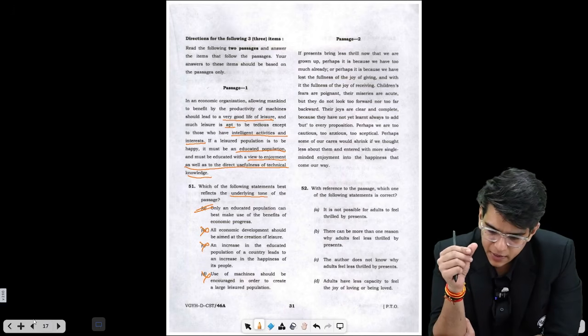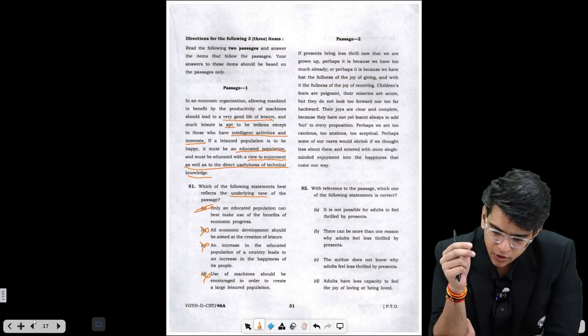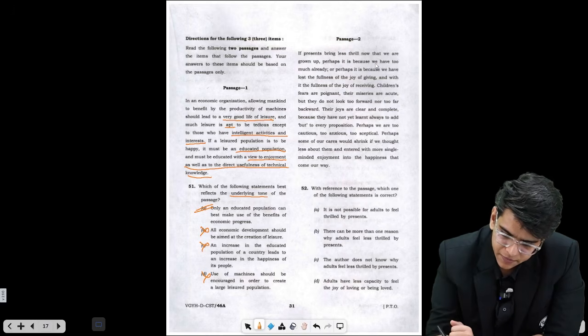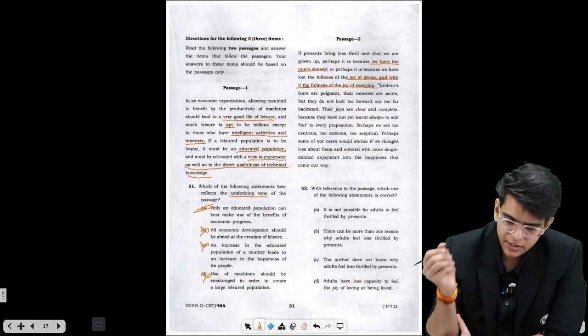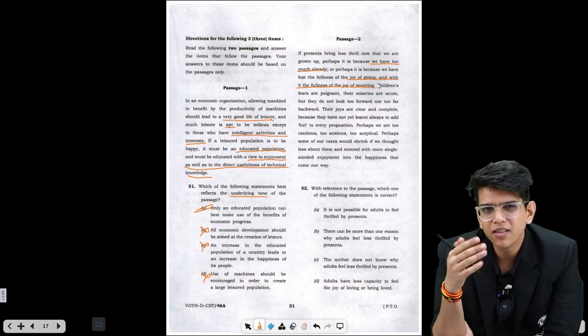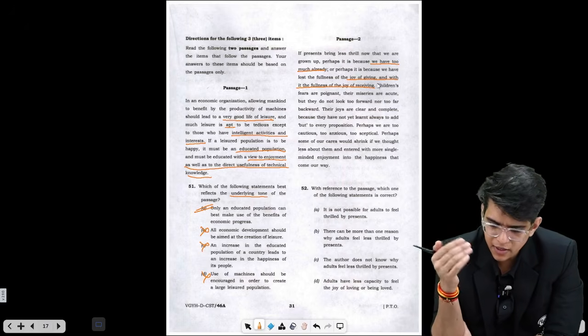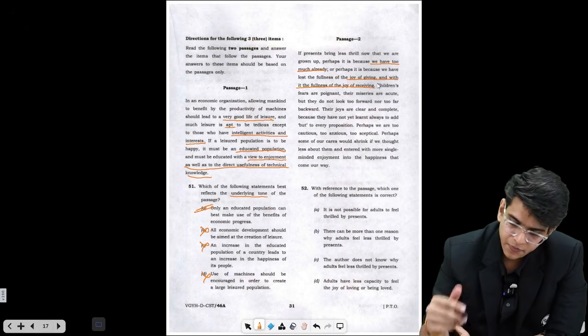If presents bring less thrill now that we are grown up, perhaps it is because we have too much already. Or perhaps it is because we have lost the fullness of joy of giving and with it the fullness of joy of receiving. We are not happy. Some situation of that type, where we get no joy from giving or from receiving.